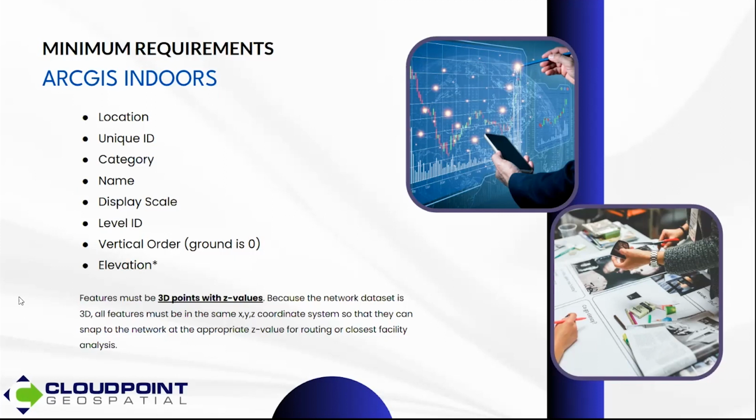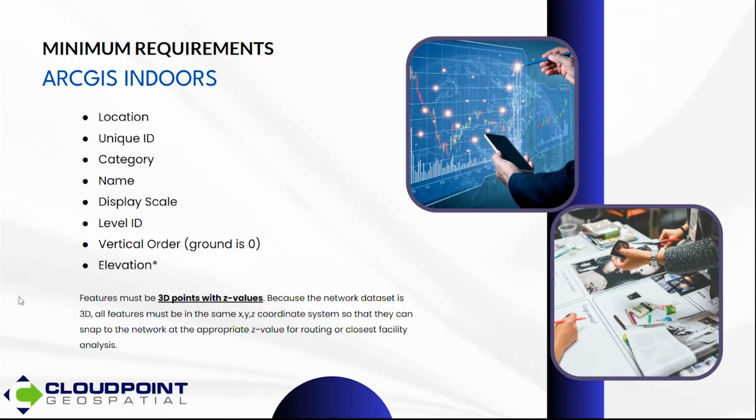Level ID is very important, being able to tie that as you toggle your floor awareness, having the correct points show up on the correct floors. Vertical order, that's important. And always remember, when we're talking about ArcGIS Indoors, we use 0 for the ground level on vertical order. What that does is help tie your buildings together across campus as far as which levels will view as you navigate and toggle to the different ones.